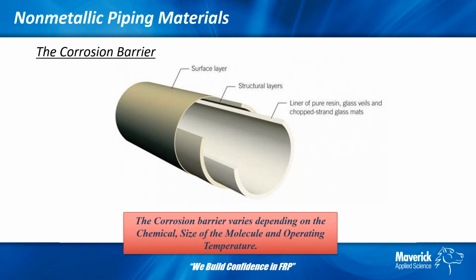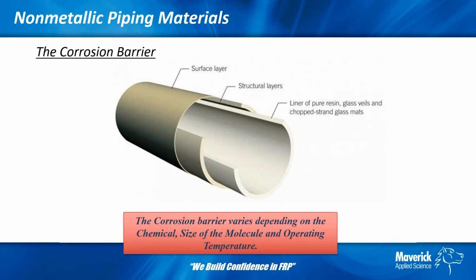So to get into the corrosion barrier a little bit more, the corrosion barrier depends on the chemical contents that you're handling, which comes down to the size of the molecules, as well as the temperature that you're operating at. The higher the temperature, usually the more demanding the application, so you need to select the resins based on that. Chemicals that are more aggressive, chemicals that tend to have small molecules, like chlorine for example, have high permeation rates. Hydrochloric acid also has a very small molecule.